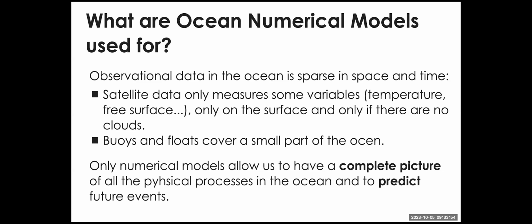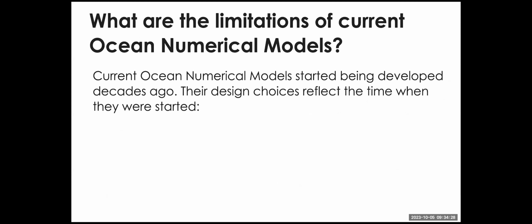We also have buoys and floats and other sensors in the ocean, but they only cover a very small part. So if we want to have a complete picture of what's going on, a 3D picture of all the currents and temperature and salinity in the ocean, we need to have a numerical model. And maybe most importantly, if we want to predict what is going to happen in the future, we need a numerical model. And this is very important for real operations.